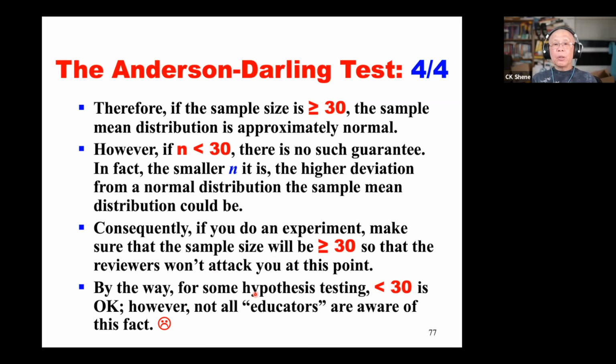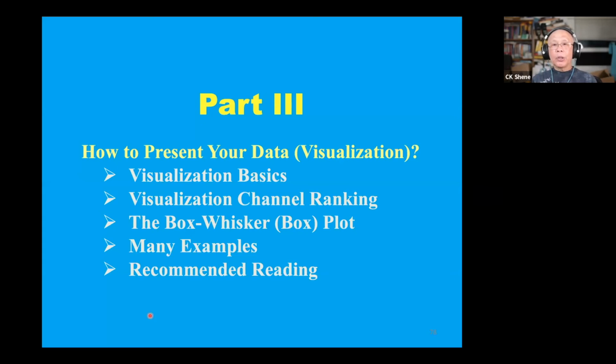We will mention this when we do hypothesis testing, but we won't get into this seriously. For some hypothesis testing, a sample size less than 30 is okay, but you have to provide a good citation for that, because not all educators are aware of this fact. So if your sample size is less than 30, you have to explain why. Normally, some people may accept a sample size of more than 20, but they have only 10. That is always problematic. So this ends part 2.